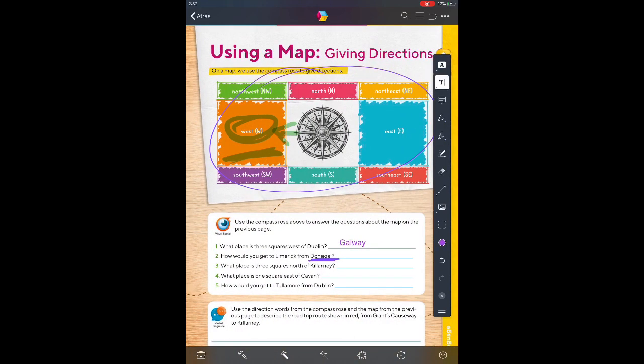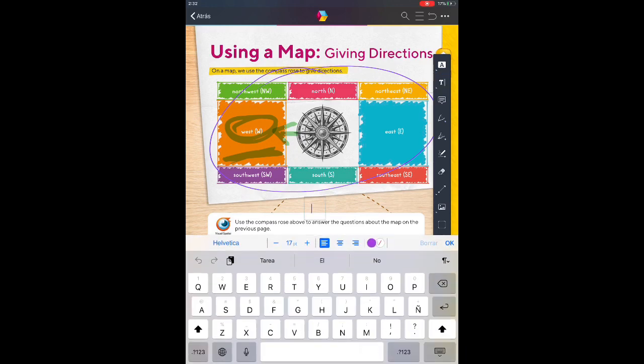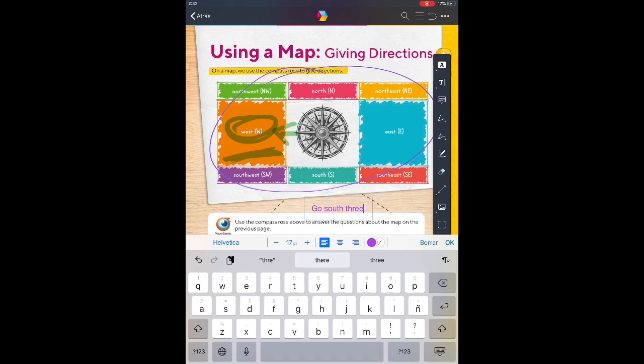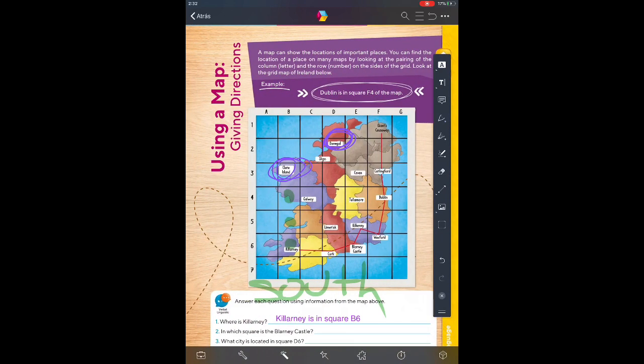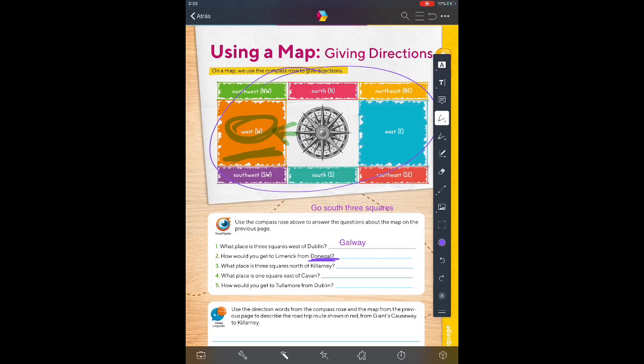So we write, in this case, it would be like, go south 3 squares, right? Because we were moving down to south and we moved 3 squares, 1, 2, and 3 to get to Killarney. So you're going to do the same with Donegal. You're going to do the same to get to Limerick. You need to count the squares and you need to tell in what direction you're going.